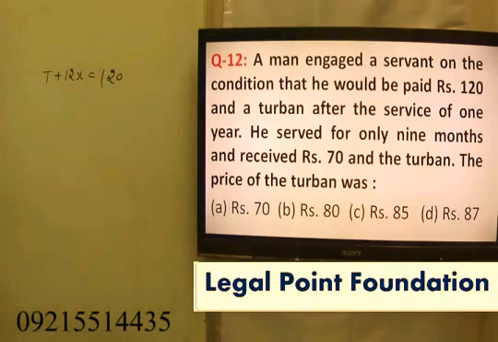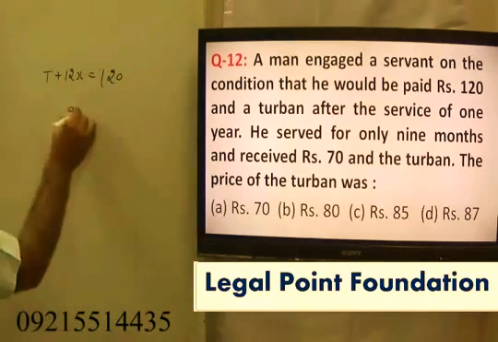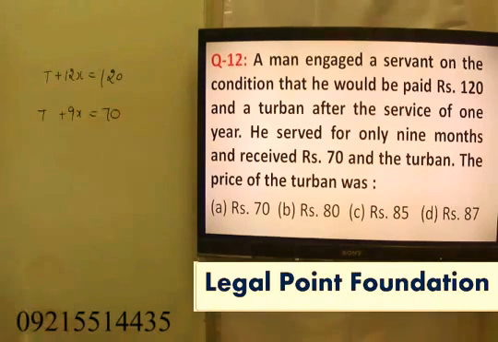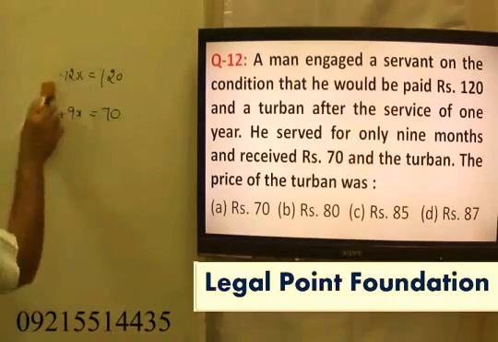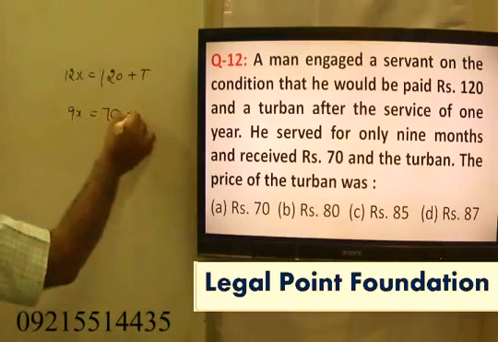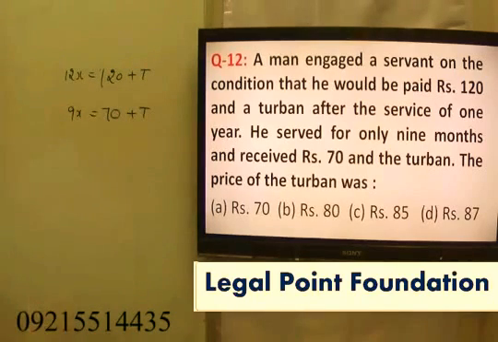Then he served for only 9 months. For 9 months he gets 9X, and 1 turban was given to him, and the total money he received is equal to 70, right? Sorry, I have just committed a mistake. T has to be added here. Why? Because for that many months of salary he had been provided with the money and the turban. Now here you have to find the price of the turban.